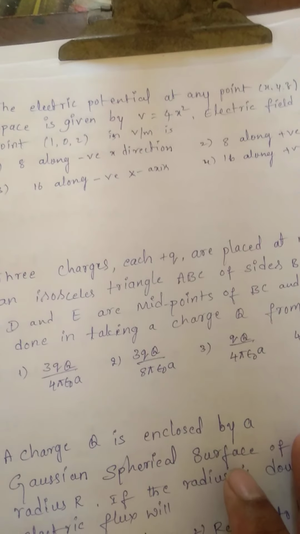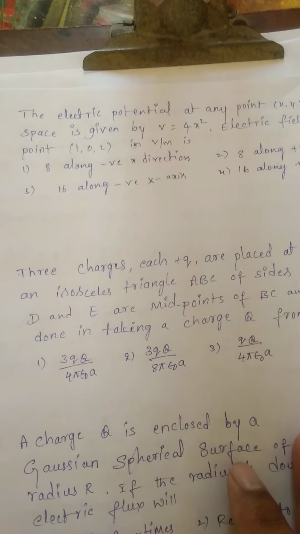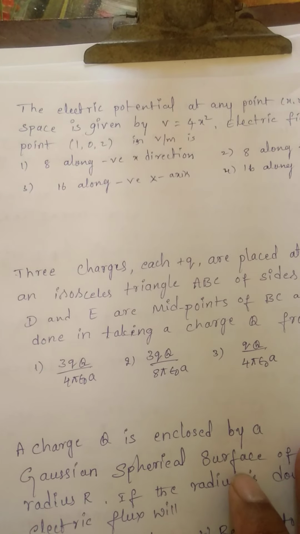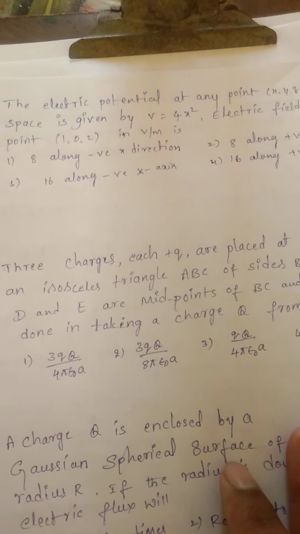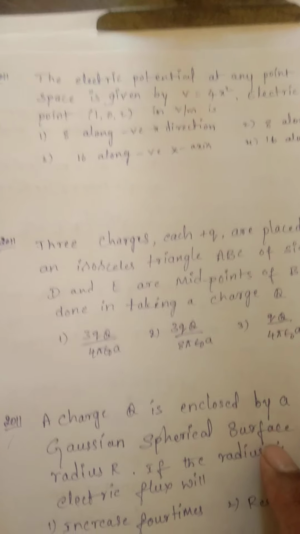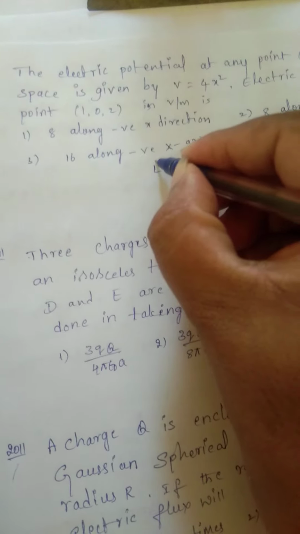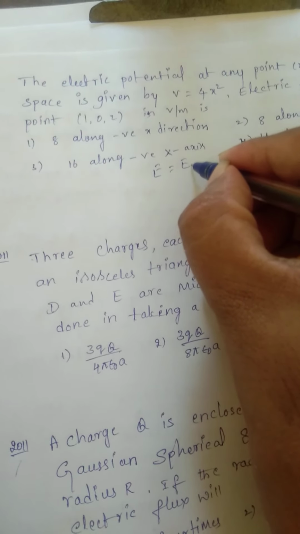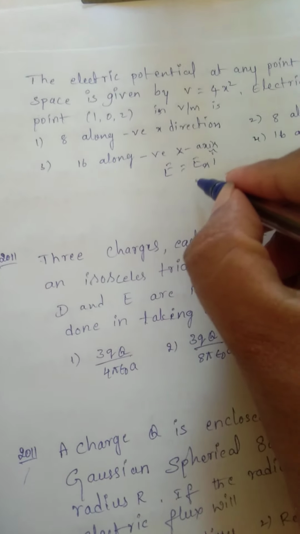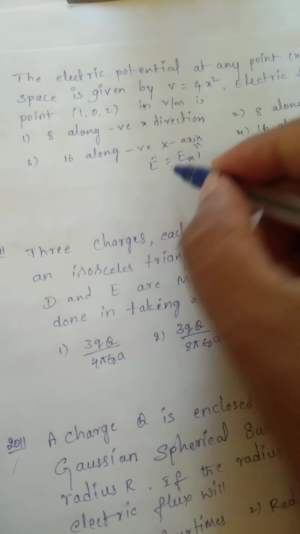The electric potential at any point x, y, z in space is given by V is equal to x square. The electric field at the point 1, 0, 2 in volt per meter is? So we have already discussed this in the earlier case. The same method is appearing here. To find the electric field intensity, Ex, only one coordinate, Ex I cap. To find Ex, we need to differentiate V with respect to x.